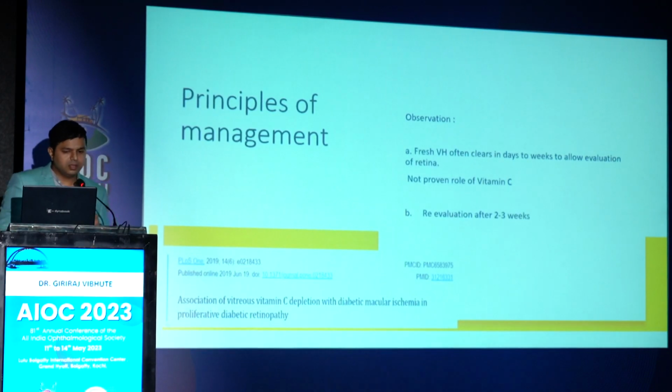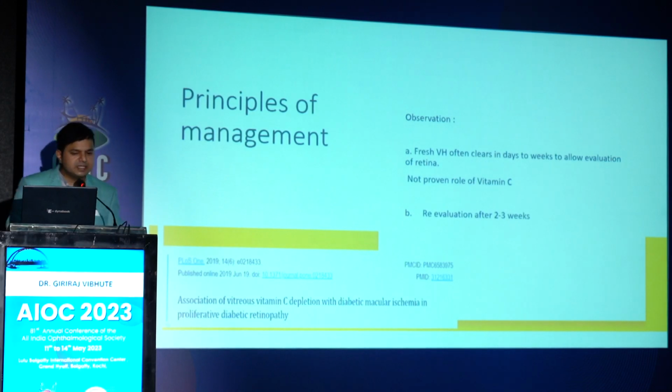In cases of observation, fresh vitreous hemorrhage often clears in days to weeks, and if you can see the retina through the vitreous hemorrhage, you can take a call based on that. If there is no retinal detachment or an infection, you can wait for the vitreous hemorrhage to clear, and you should start PRP laser as soon as some part of the retina is visible to you.